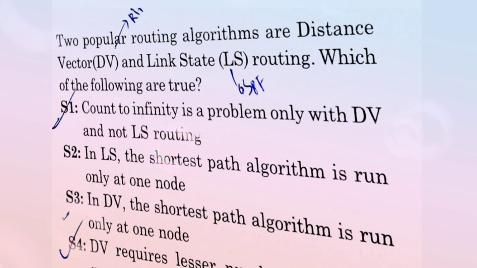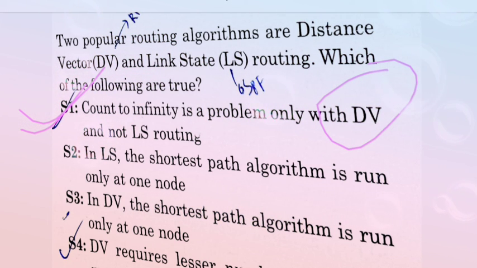Two popular routing algorithms are distance vector (DV) and link state (LS) routing protocols. Which one of the following is true? Statement 1: count to infinity is a problem only with distance vector and not LS routing. This statement is totally correct, because we already solved this type of question previously. We know that the count to infinity problem occurs in the distance vector protocol.